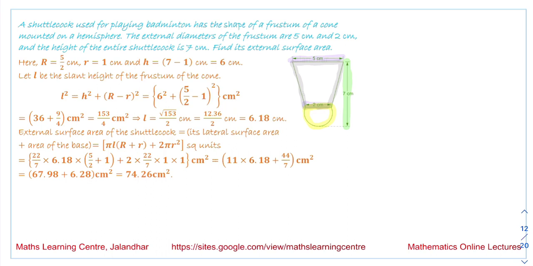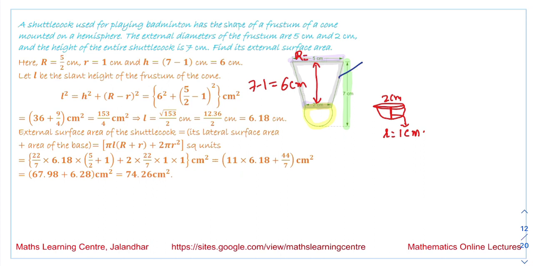So if we are talking about the base over here, the diameter over here is 2 centimeter. So this height we have is 1 centimeter, that is equal to the radius small r. This is the value of capital R we have. So the height we obtain over here is 7 minus 1, that is equal to 6 centimeters.